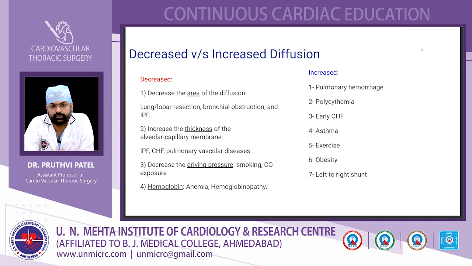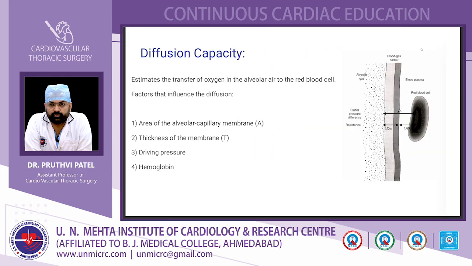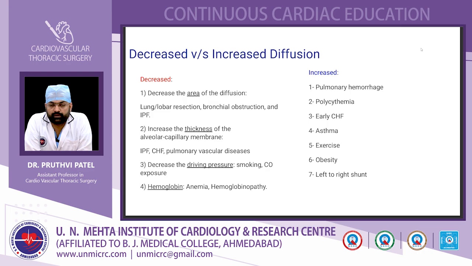Then third is decreased driving pressure in smokers and carbon monoxide exposure. And then reduced hemoglobin in conditions like anemia and hemoglobinopathy. They will also have reduced DLCO. Then increased DLCO will happen in pulmonary hemorrhage, polycythemia, where hemoglobin is more, early congestive heart failure, asthma, exercise, obesity, and left to right shunts.